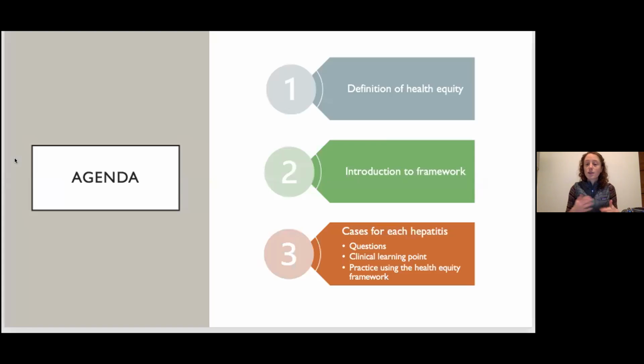As our agenda, first I'm going to go through a definition of health equity and then introduce the framework we're going to use to talk about health equity issues. Then I'm going to introduce a case for each hepatitis. For each of those, there will be some questions, and I'd like you to answer them either with a pen and paper or in a notes tab on your computer, just for yourself at home. It is helpful to the educational process to actually get it out of your head and out into the world somewhere. In a minute, I'll give you some time to get your paper together. Then I will review the clinical learning point, and we will practice using the health equity framework together.